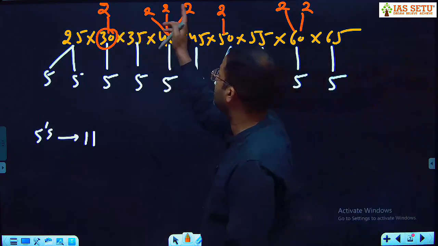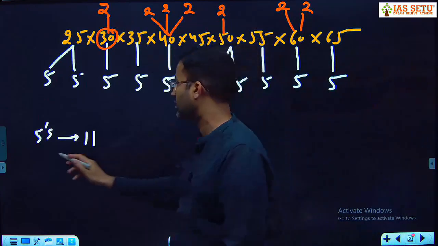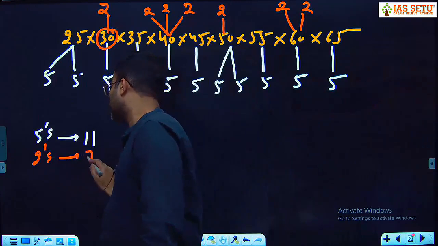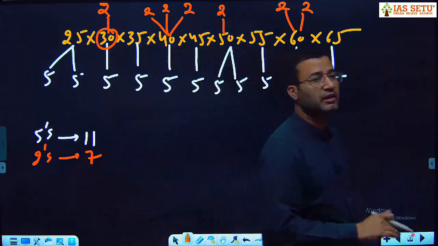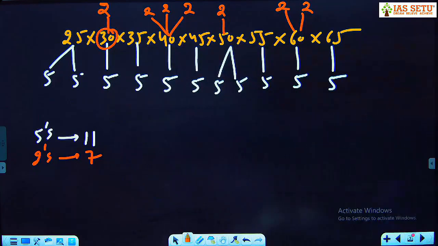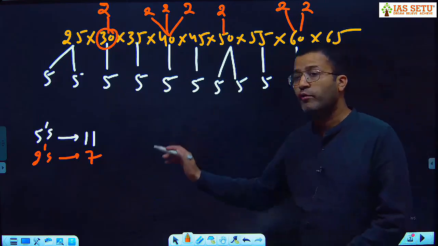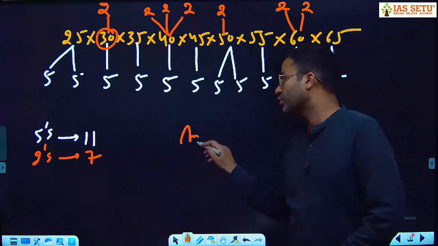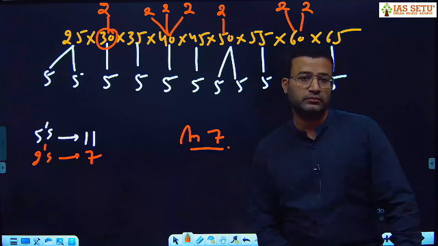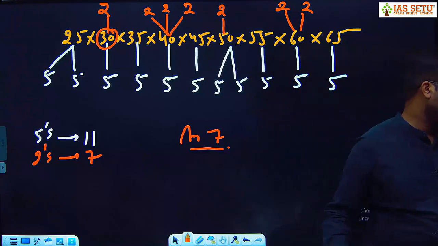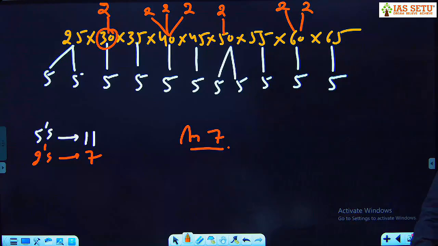1, 2, 3, 4, 5, 6, 7. How many 2s are there? 7. Number of 5s, 11. So what will decide the number of 0s? 2, because 2s are fewer. The lesser number decides, because every 2 gets a corresponding 5. So how many 0s will be there at the end? Your answer is 7.